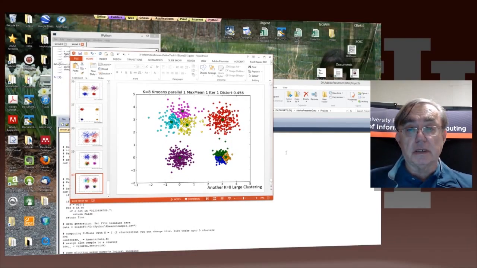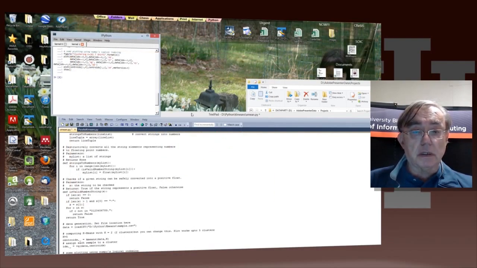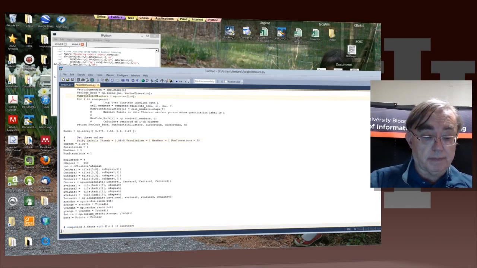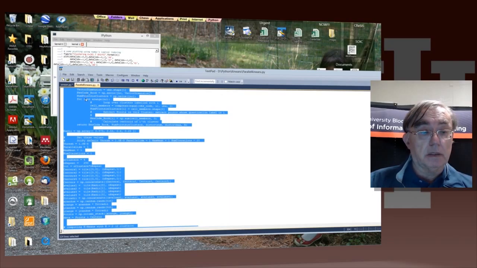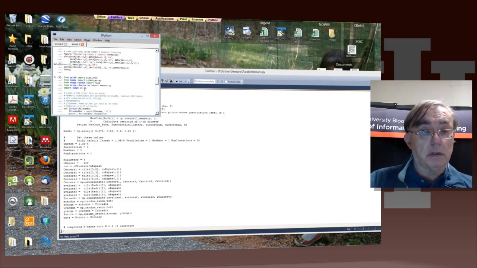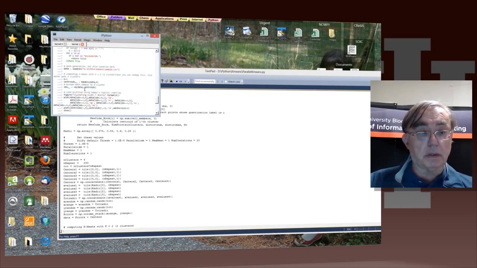So that's the end of the slides. So we'll now go and actually do this run. So let's try to do that. We're going to go to the, not to the xmean.py, but to the parallel k-means.py, and do that and see what happens.